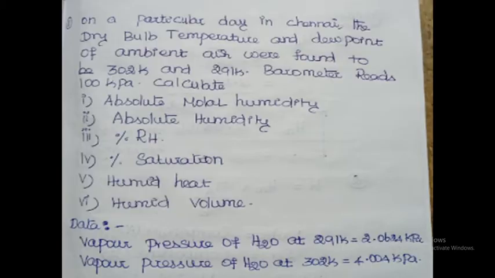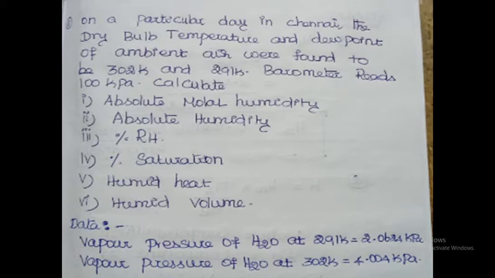First problem: on a particular day in Chennai, the dry bulb temperature, dBT, and dew point, dP, of the ambient air surrounding were found to be 302 Kelvin and 291 Kelvin. dBT is equal to 302 Kelvin, dP is equal to 291 Kelvin. The barometer read 100 kilopascal. This is the total pressure. P is equal to 100 kilopascal.